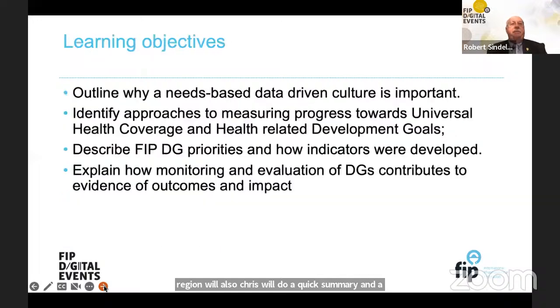We do hope that you'll learn a little bit more about needs-based data-driven culture and why this is important. We hope that we'll also identify approaches to measuring progress toward universal health coverage and health-related development goals. We'll describe the FIP development goal priorities and how indicators were developed, and we'll explain how monitoring and evaluation of these development goals contributes to the evidence of outcomes and impact, which is so important in our field.